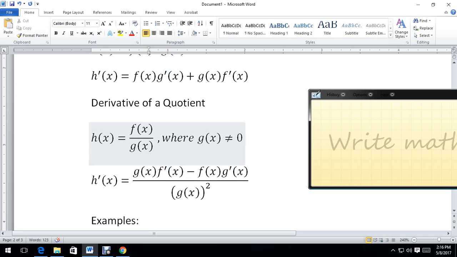Now, before we proceed, let us refer to f of x as the high part since it's the numerator of the fraction. G of x would be the low part since it's the denominator of the fraction. Then we refer to high and low. H prime of x is equal to low derivative of high minus high derivative of low over the square of low. So, in actual terms, h prime of x is equal to the derivative of the denominator function.